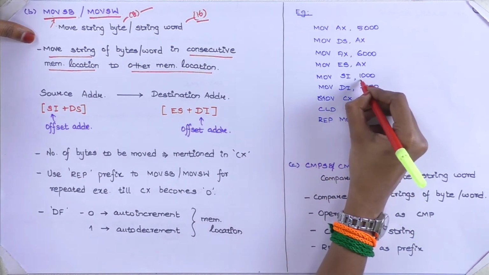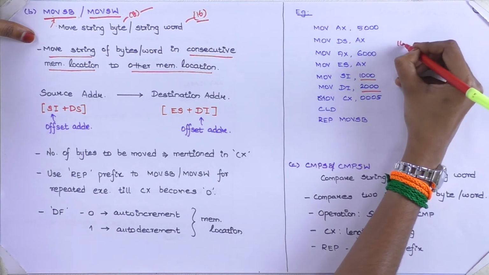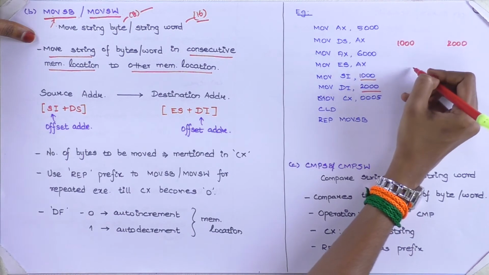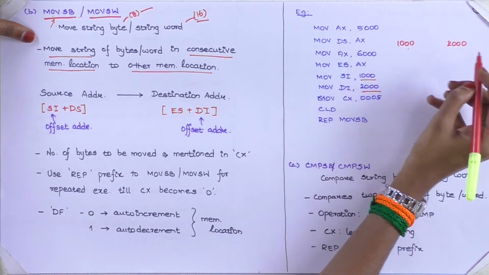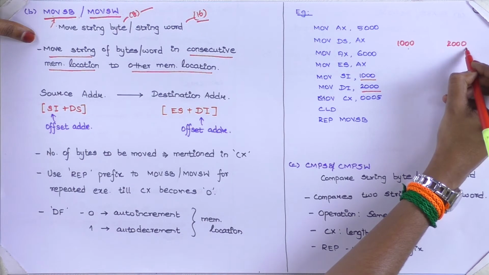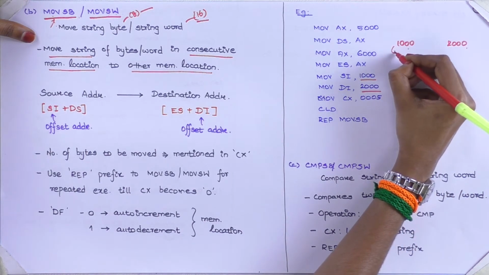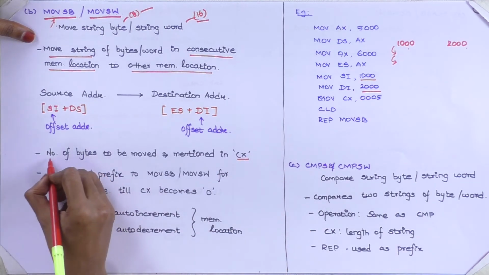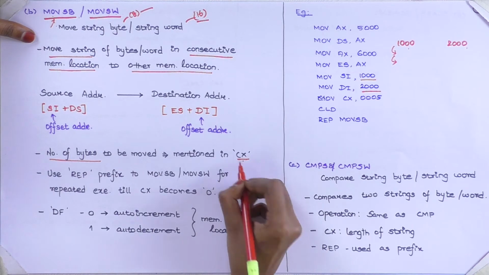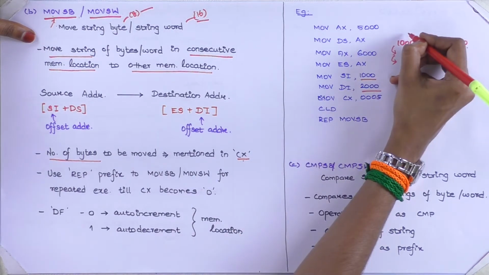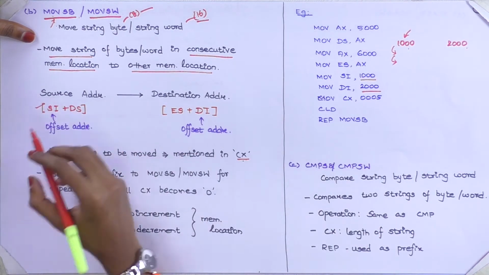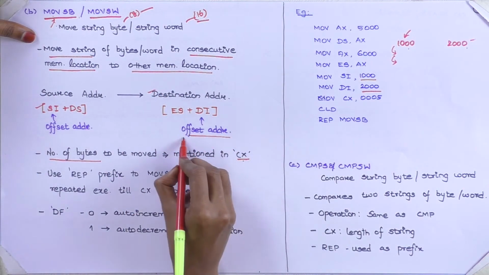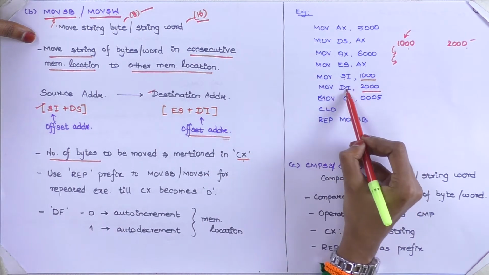See here, you want to transfer from memory location 1000 to 2000, a string of values starting from memory location 1000 to 2000. How many bytes of data you have to take from 1000 is mentioned in the CX register. The number of bytes you want to transfer is mentioned in the CX register. Fine. So the source address is mentioned in the source index and the destination address is mentioned in the destination index. The offset value will be stored in the source and destination index.